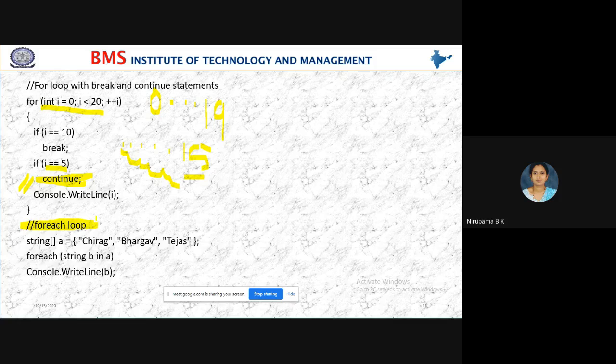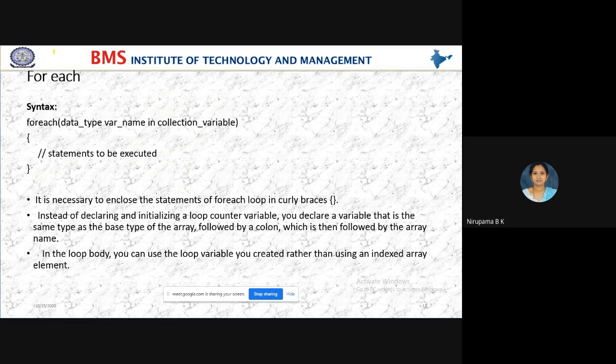Next we have a very important concept, that is for each. The syntax of for each: for each is a keyword, and then the data type, variable name, in, and the collection variable. What is the syntax of for loop?